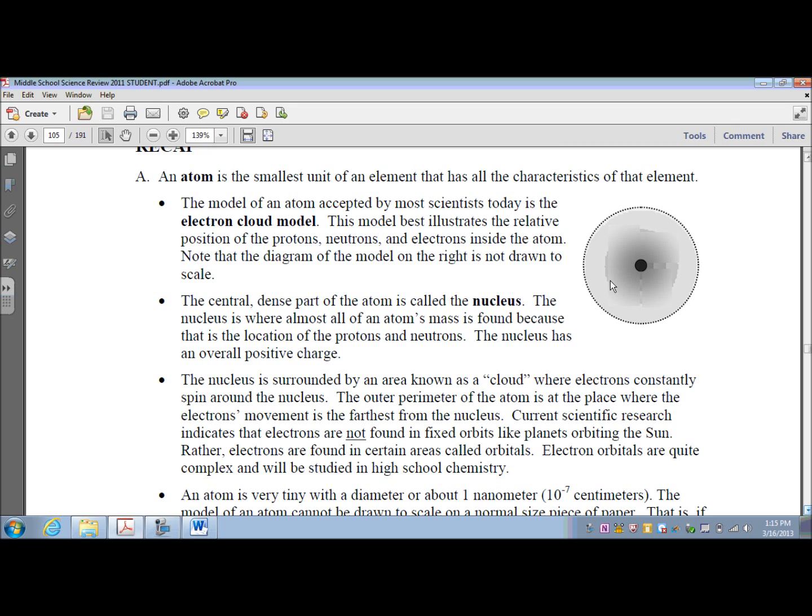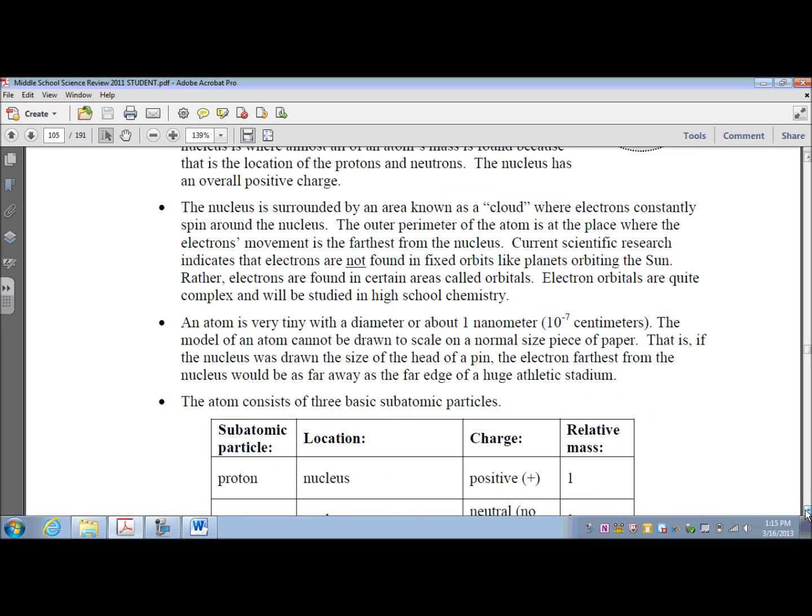Electron orbitals are quite complex and will be studied in high school chemistry. An atom is very teeny, with a diameter of about 1 nanometer, or 10 to the negative 7 centimeters. The model of an atom cannot be drawn to scale on a normal size piece of paper. That is, if the nucleus was drawn the size of the head of a pin, the electron farthest from the nucleus would be as far away as the far edge of a huge athletic stadium.